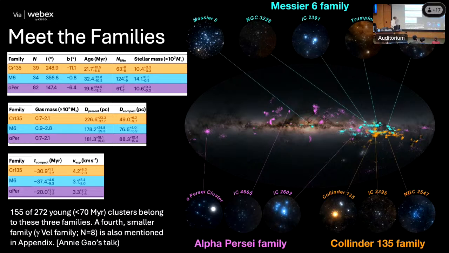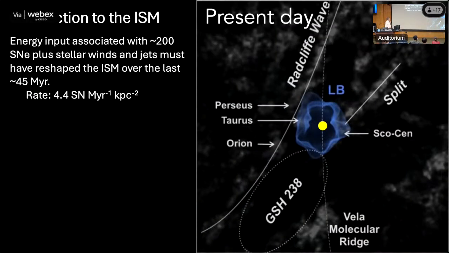I should mention there is also a fourth very small family that Andy mentioned. It's this one, or the Collinder 135 family, that might be responsible for the Gum Nebula and the IRAS shell. If you take these clusters and you estimate the amount of supernovae, there's a lot of energy that will be pumped into the ISM over this 40 million year time interval, okay?